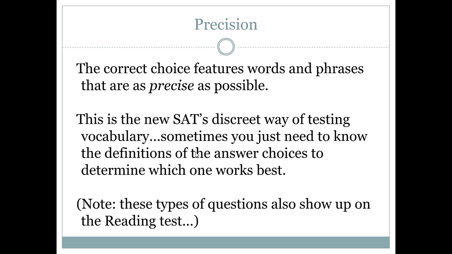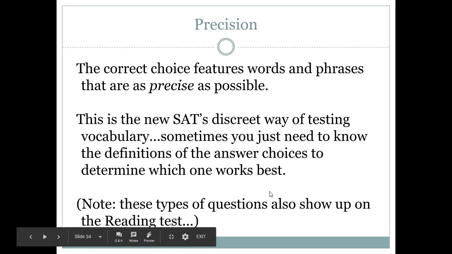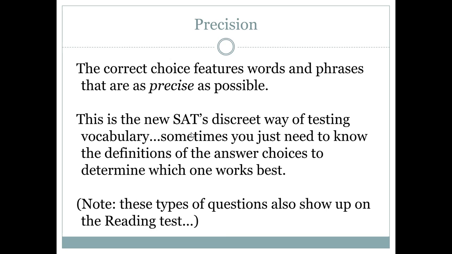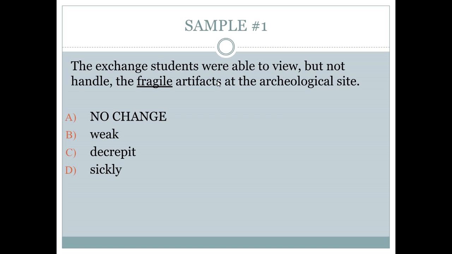It's still embedded in the writing and the reading tests through these questions that ask you for the most precise word choice. And really, the only way to solve this is to know what the words that they're asking you about mean, and then choose the best one in context. So this is like vocabulary in context. So, sample number 1. The exchange students were able to view, but not handle, the fragile artifacts at the archaeological site.